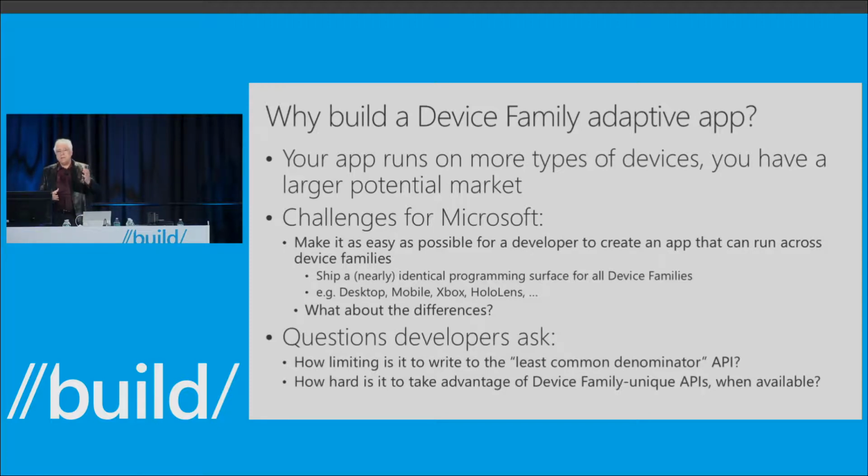And then device adaptives. Why would you build a device adaptive app? Well, again, it's the same idea. If you can build for phone and Windows, or technically desktop and phone is one target, you just build a universal app, you have a bigger market share, potentially. People have to like your app.